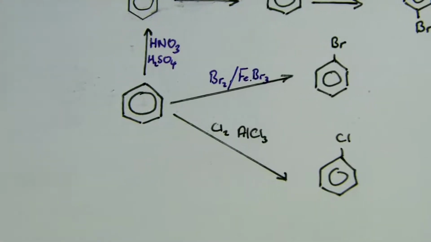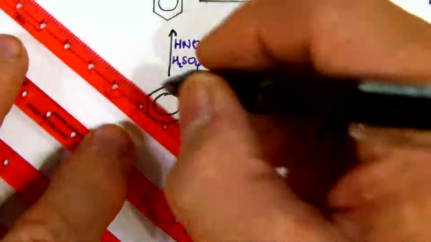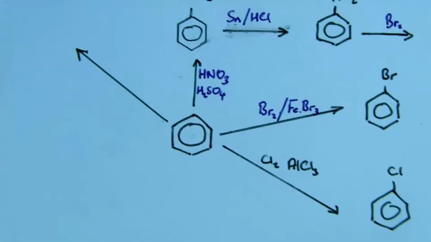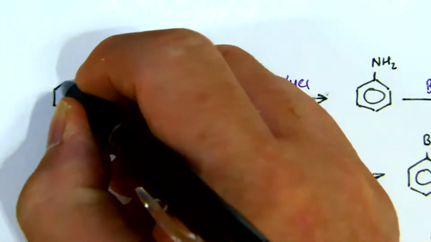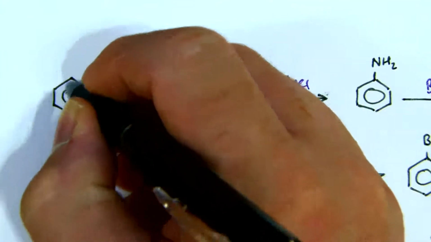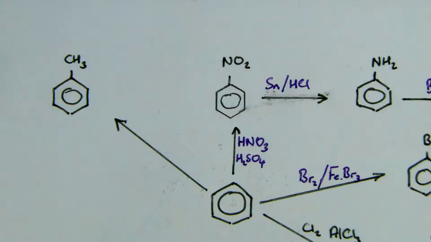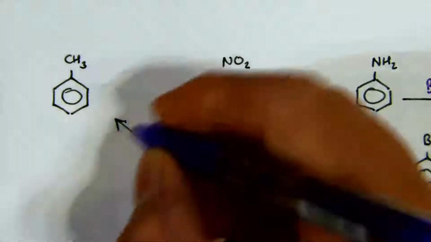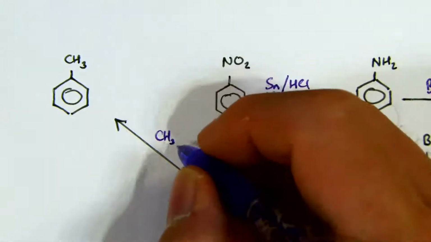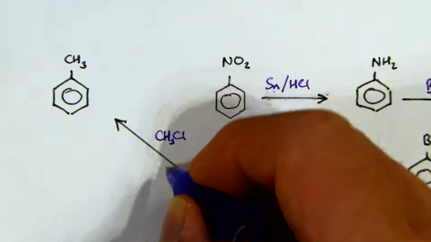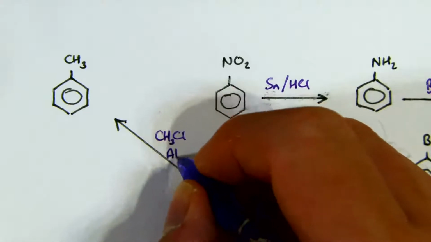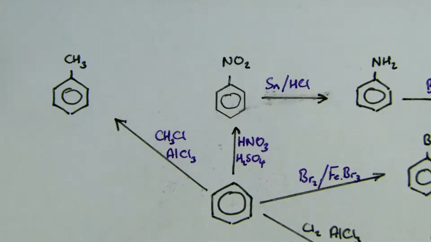Let's see, let's make toluene. And to make toluene, then we're just going to start off with my benzene, and I would use something like CH3Cl and aluminium chloride. That would do that. Do an alkylation.